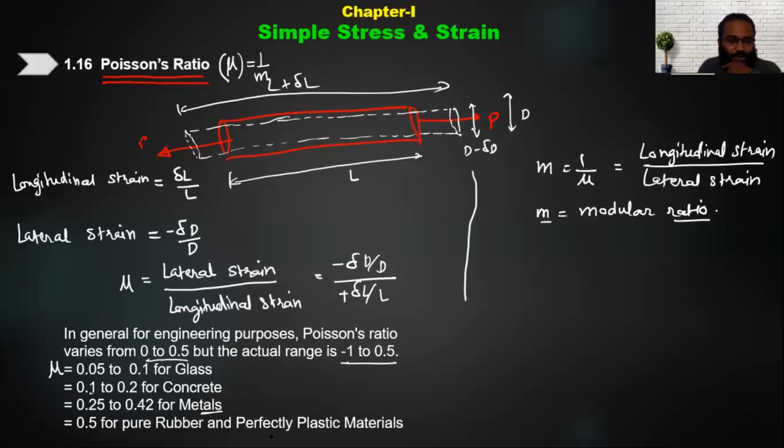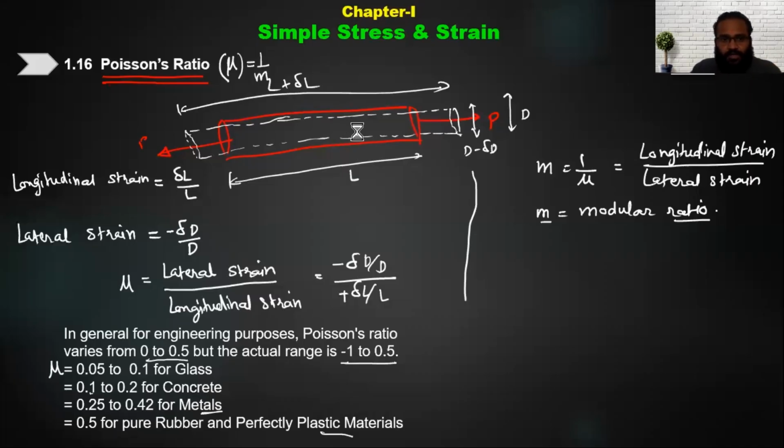Okay, 0.5 for pure rubber and perfectly plastic materials. These rubbers tend to elongate very high. If you have seen rubber, when you elongate it, its lateral dimension, the cross section, reduces drastically, therefore 0.5 is higher. The value of mu for it is comparatively higher as compared to other materials. Okay, so I hope you know what is Poisson's ratio and what are the different ranges and what is modular ratio.